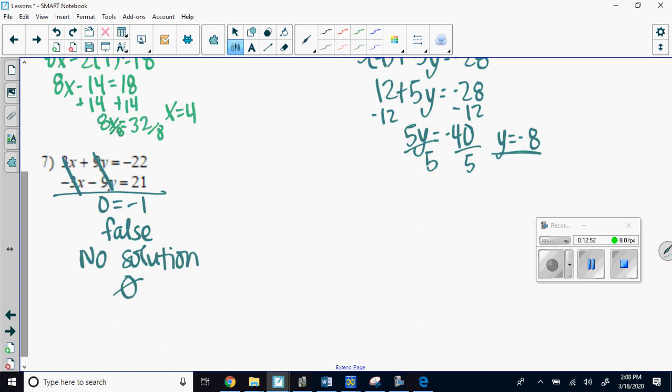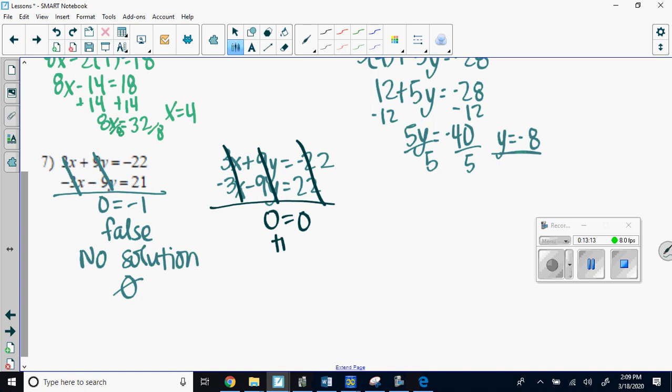But let's say instead you have this problem. 3x plus 9y equals negative 22. Negative 3x minus 9y equals positive 22. When I add that straight down, this goes away, and this goes away. So we have 0 equals 0. That is true. Or in other words, these equations are the same, just with the difference of a negative between them all. So that means infinitely many solutions, or all solutions. No, just infinitely many solutions.